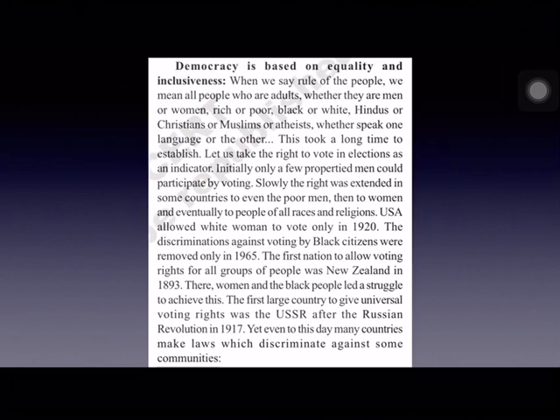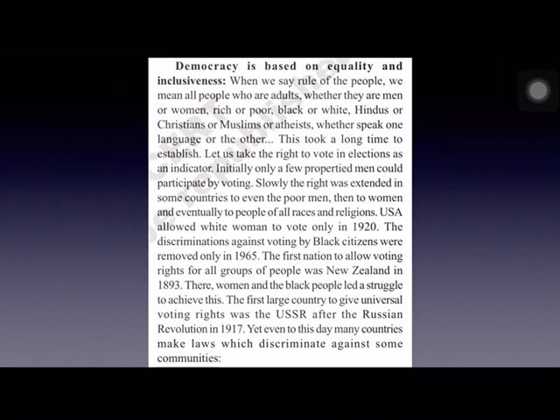For example, USA allowed white women to vote only in 1920. That means women were given the right to vote in USA only in 1920. And the black citizens in USA were given the right to vote only in 1965. That means in 1965, universal adult franchise was implemented in USA. That means all the people, irrespective of their caste, creed, religion and gender, were given the right to vote in USA only in 1965.